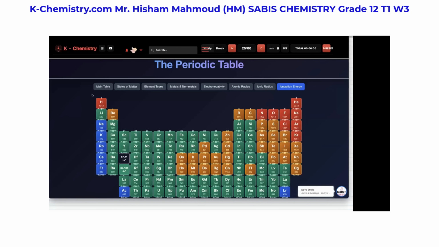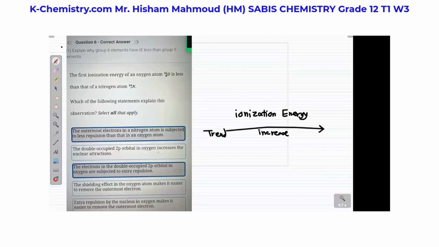Of course, the other answers are not right. Double occupied increases the nuclear attraction? Of course, no. Shielding effect? There is no shielding effect difference. Extra repulsion makes it easier to remove? Does the extra repulsion make it easier to remove the outermost electron? Repulsion by the nucleus? The repulsion is not caused by the nucleus. The repulsion is caused by what? By the electron. So if this word were electron, not nucleus, it would have been right. So the repulsion is not caused by the nucleus.